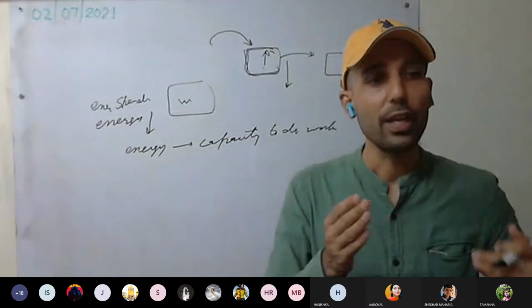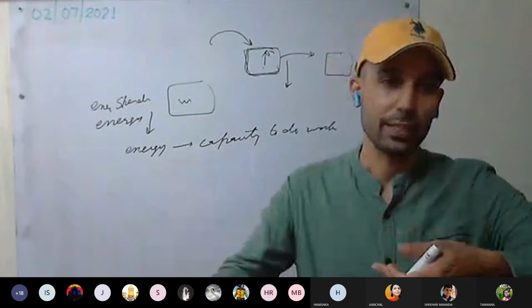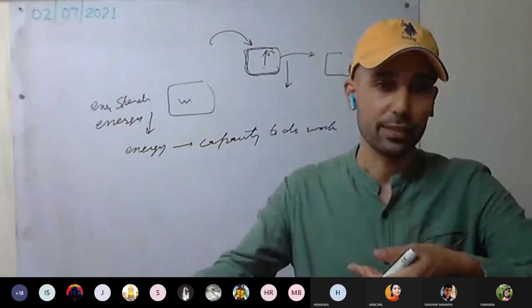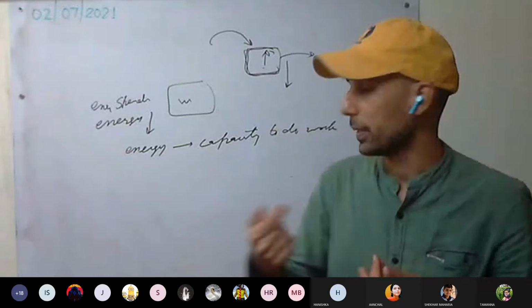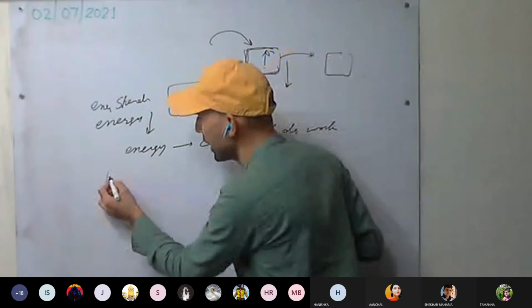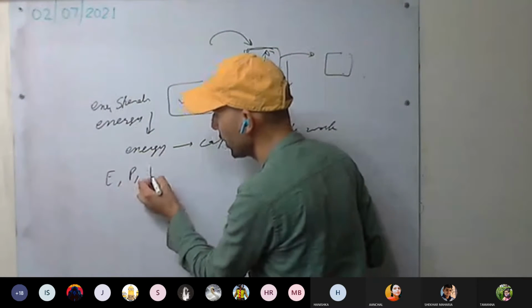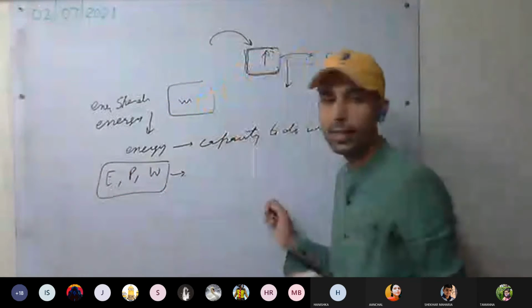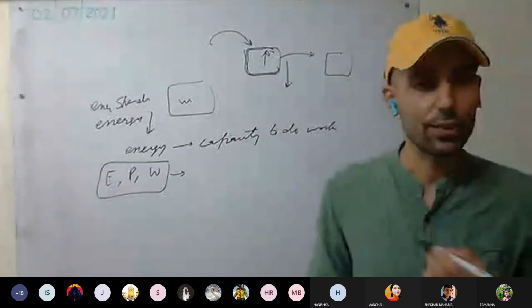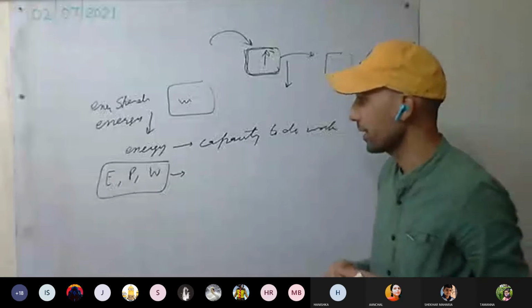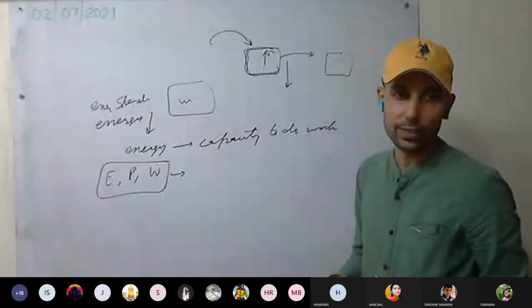Because whenever we spend energy, work will be done. The more energy we spend, the more work will be done. The less energy we spend, the less work will be done. So energy, power, and work done, all three are scalar quantities. Is this clear?